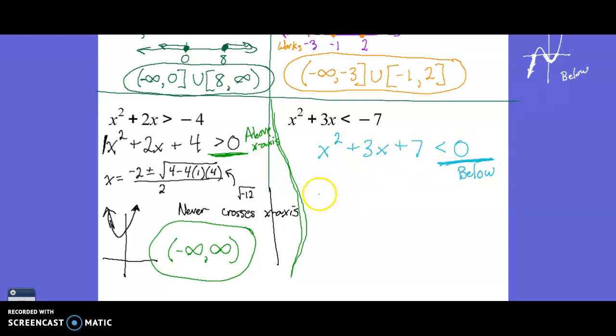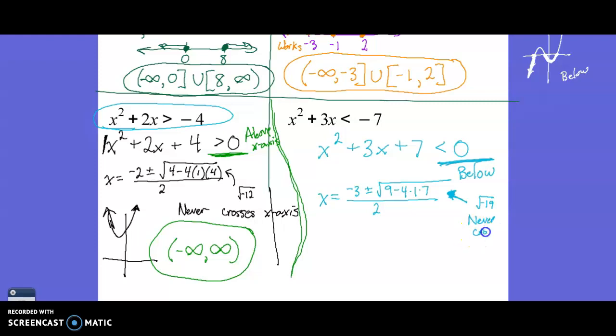Well, as we look at this problem, it's not factorable. There's no factors of 7 that add to be 3. And if you did the quadratic formula, negative b plus or minus the square root of b squared minus 4ac all over 2a, 2 times 1 is still 2. And again, just like what we did in this problem over here, looking at the radical, we'd be square rooting a negative. 9 minus 28 would be negative 19. Anyway, it's a negative, so that means it never crosses the x-axis.